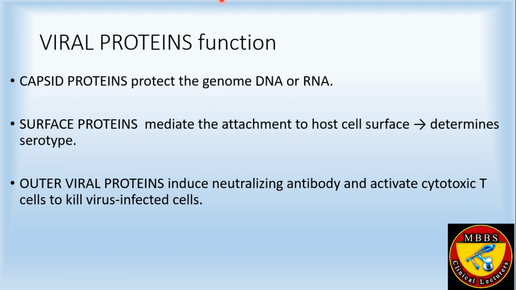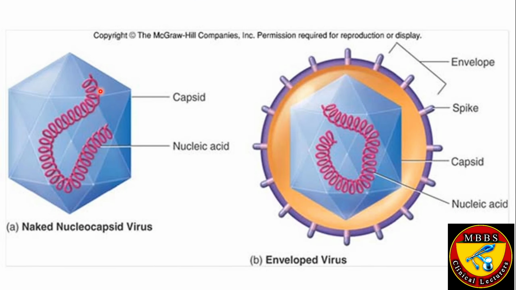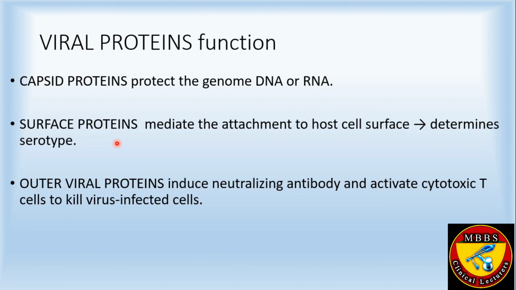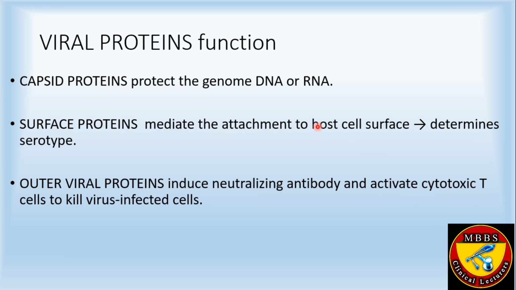Now viral protein functions. The capsid protein protects the genome, DNA or the RNA. So this capsid here is protecting the nucleic acid. The surface protein mediates the attachment to the host surface membrane and also determines the serotype. So this virus which is having spikes, and nowadays the coronavirus, which is a hot issue, has spikes on its surface. So it is important to mediate attachment to the host surface, and it also determines the serotypes.